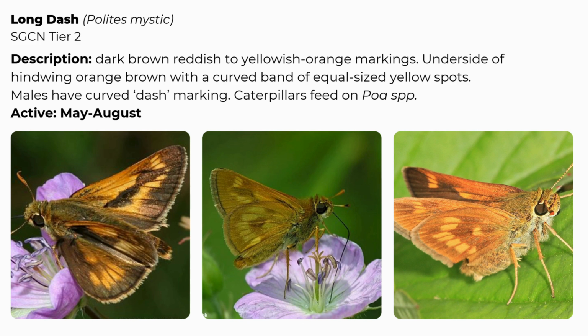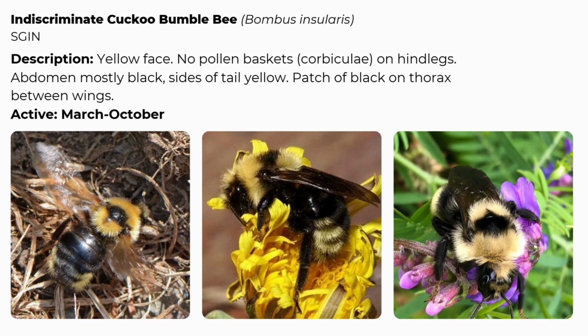Bombus insularis is another threatened species in our region, and it is a cuckoo bee, the indiscriminate cuckoo bee, because it does nest parasitize several different other species of bumblebees, where the queen will go in, she'll lay her eggs in another bumblebee queen's nest and let her raise them. So because of that, she doesn't have to provision her young with any pollen or resources, so she doesn't have those pollen baskets the way that most other bumblebees do.